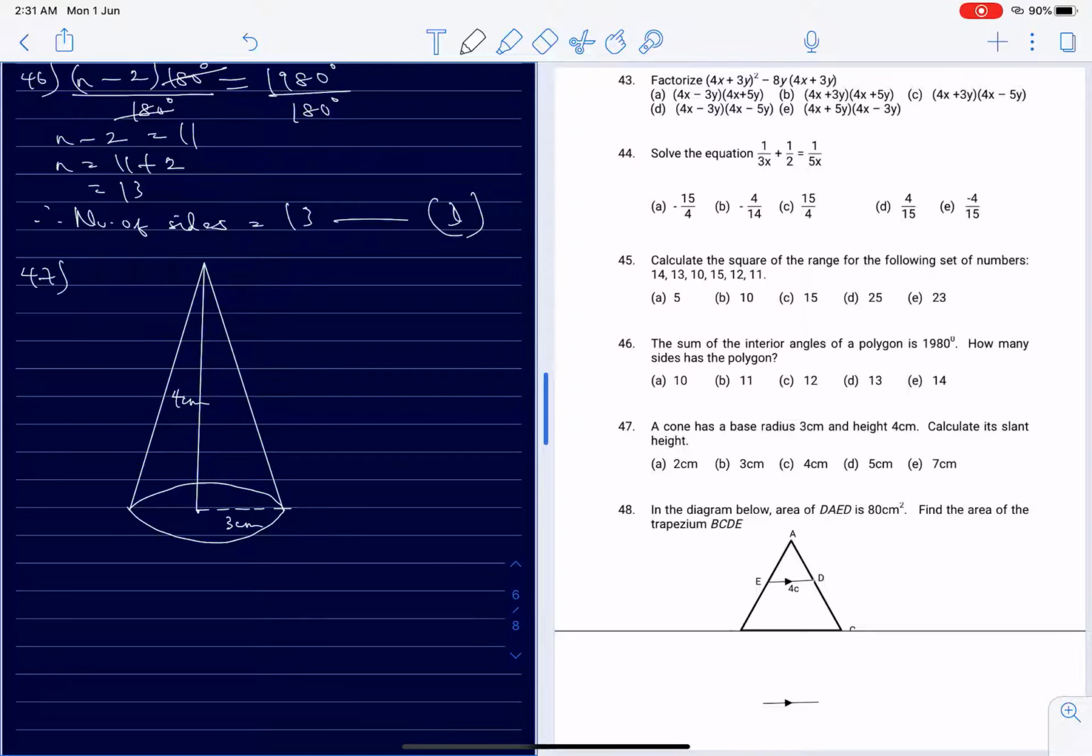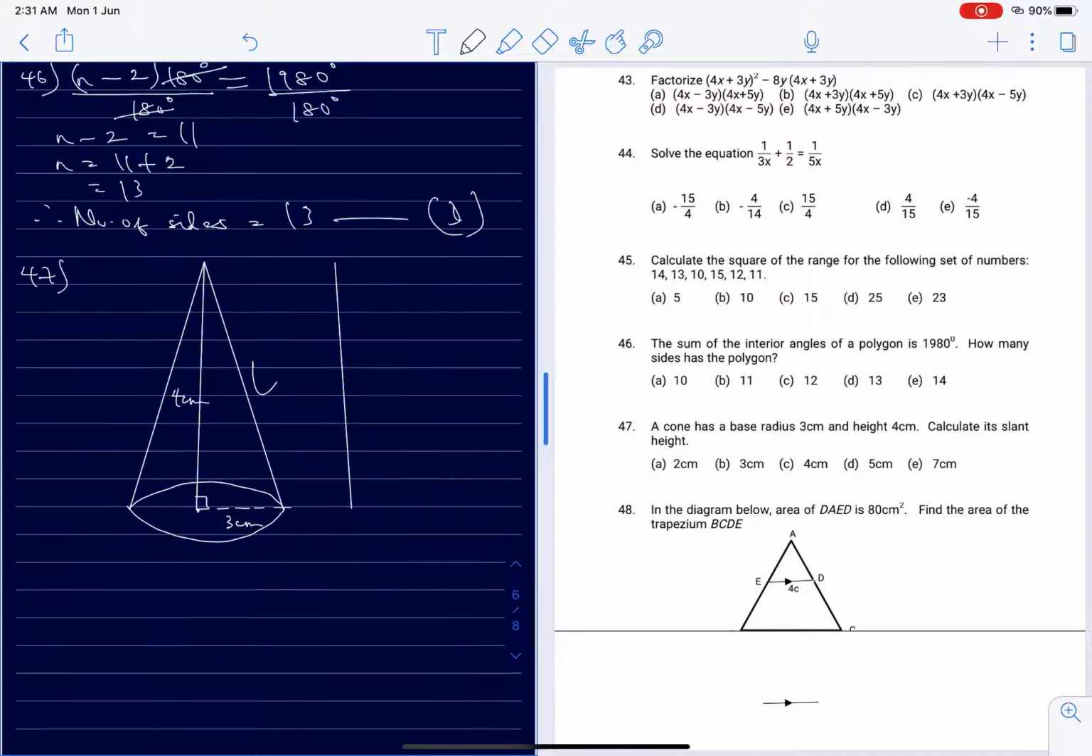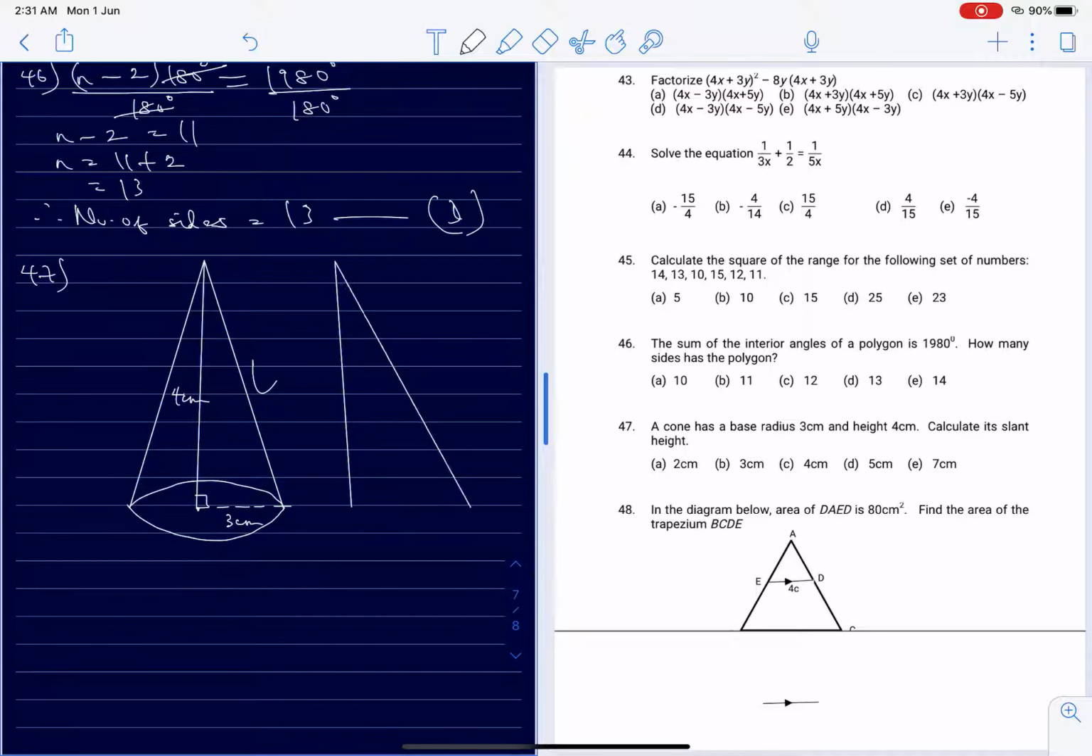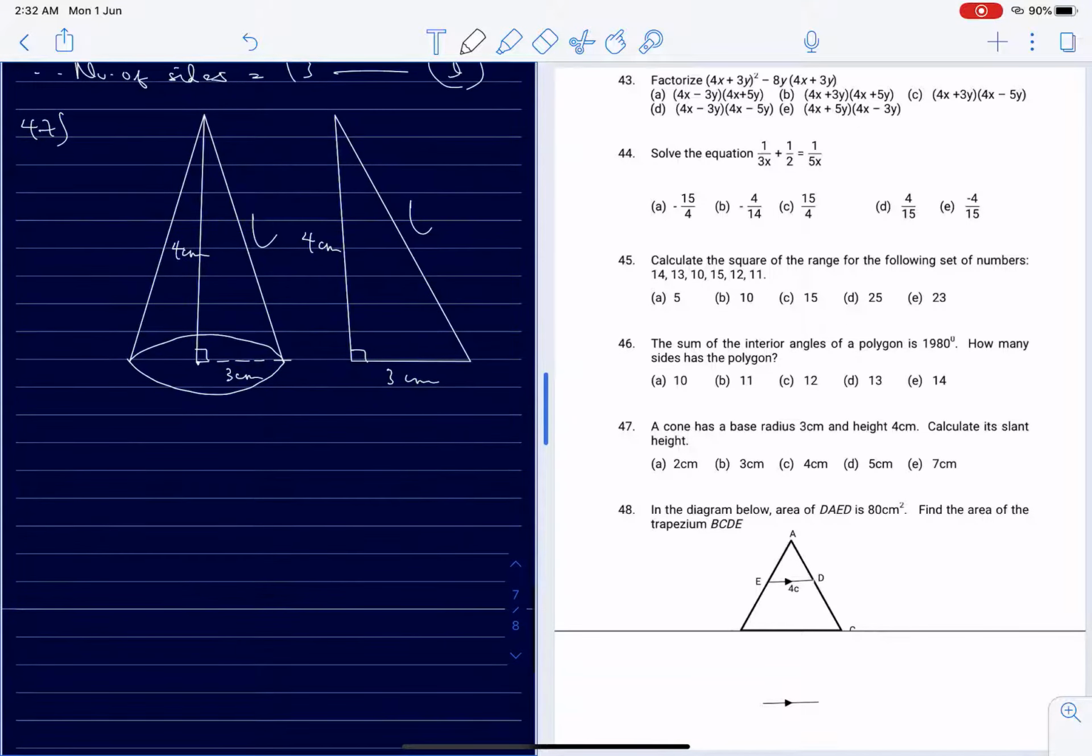You can find the slant height by simply bringing out this right angle triangle. Of course, it's a right angle triangle. This is slant height L. So if I bring out this right angle triangle, which is made of the slant height, the height, and the base radius, the radius is 3 centimeters, the vertical height is 4 centimeters, and the slant height is L.